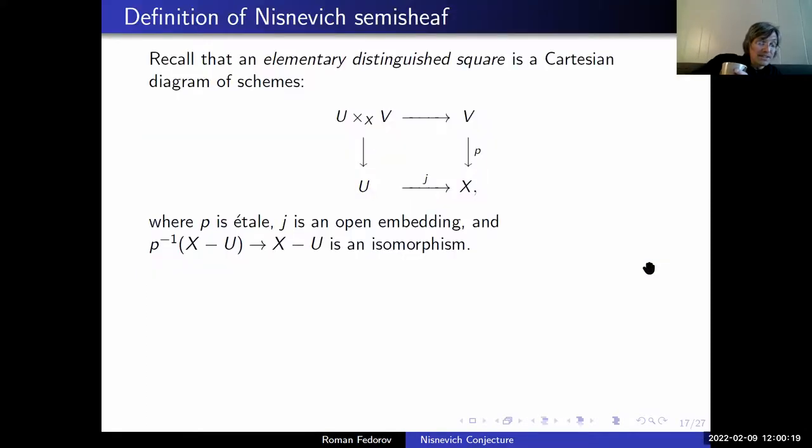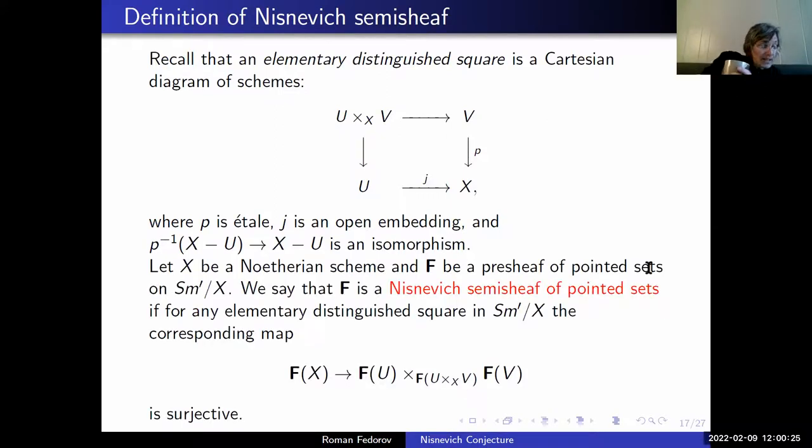Now, I'm going to give a definition. So I'm recalling the notion of elementary distinguished square. And here is the definition. So suppose I have a pre-sheaf of pointed sets on this category of essentially smooth schemes over X. Then I say that it's Nisnevich semi-sheaf of pointed sets if you can glue over elementary distinguished squares. So this map is surjective. Right, semi-sheaf because I do not require this map to be injective.